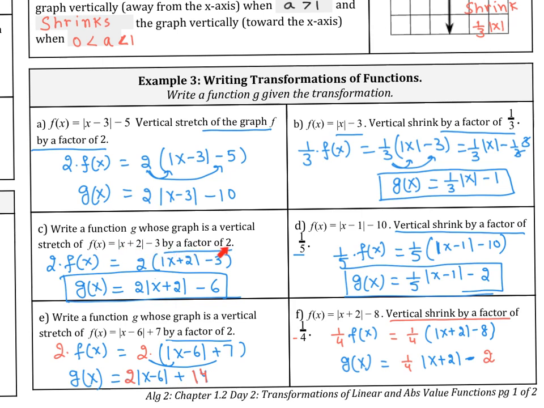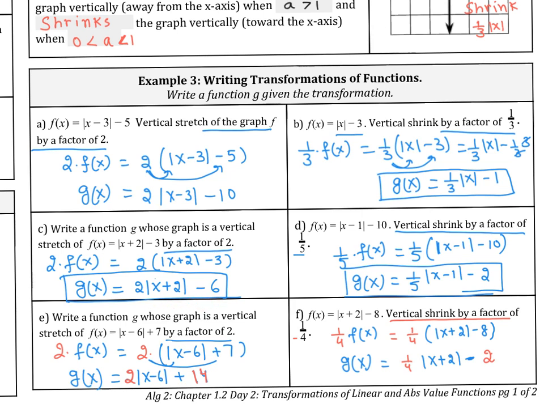For letter C, write a function g whose graph is a vertical stretch of f(x), absolute value x plus 2 minus 3, by a factor of 2. So if it is by a factor of 2, then we are going to multiply the 2 to the function f(x). So it's going to be 2 times absolute value x plus 2 minus 3. Now we're going to distribute the 2 inside. So 2 times absolute value x plus 2, and 2 times 3. So 2 times absolute value of x plus 2, 2 times 3 is 6. So this is your final answer.